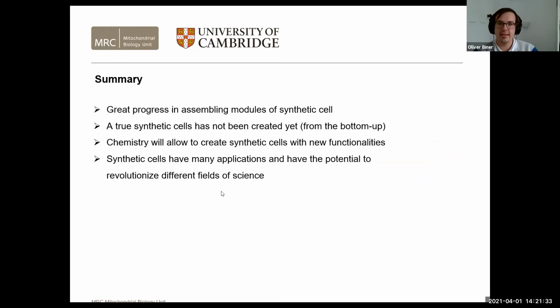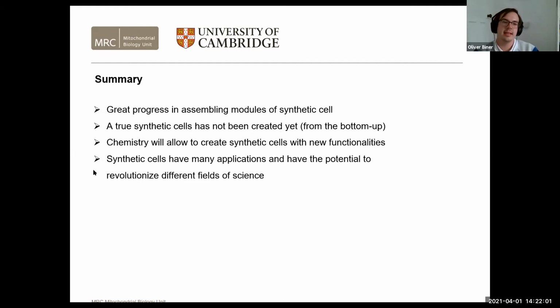With that, I'm already at the end of this part, and there has been great progress in assembling modules of synthetic cells. However, a true synthetic cell so far has not been created from the bottom up. Chemistry will be very important for the future of this research field because it will allow us to introduce new functionalities into synthetic cells, which is very hard to do in natural cells.